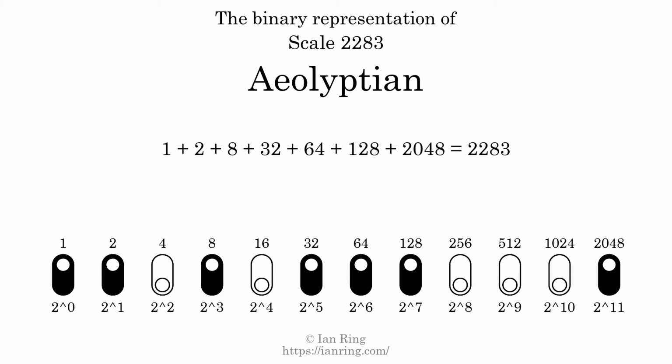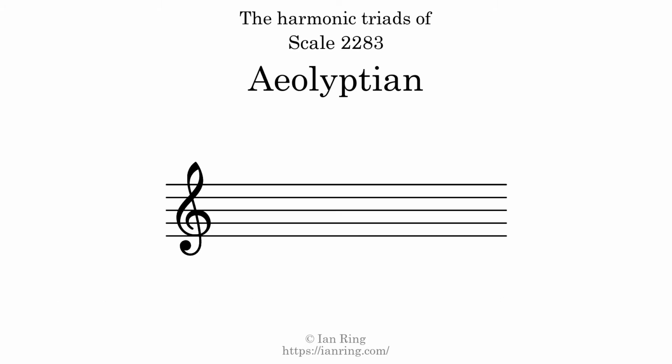2283. The scale number not only enumerates the scale with a unique index, but it also literally describes the tonal content of the scale. Represented as a binary number in base 2, the scale number is 100011101011. Here are the harmonic triads present in this scale.